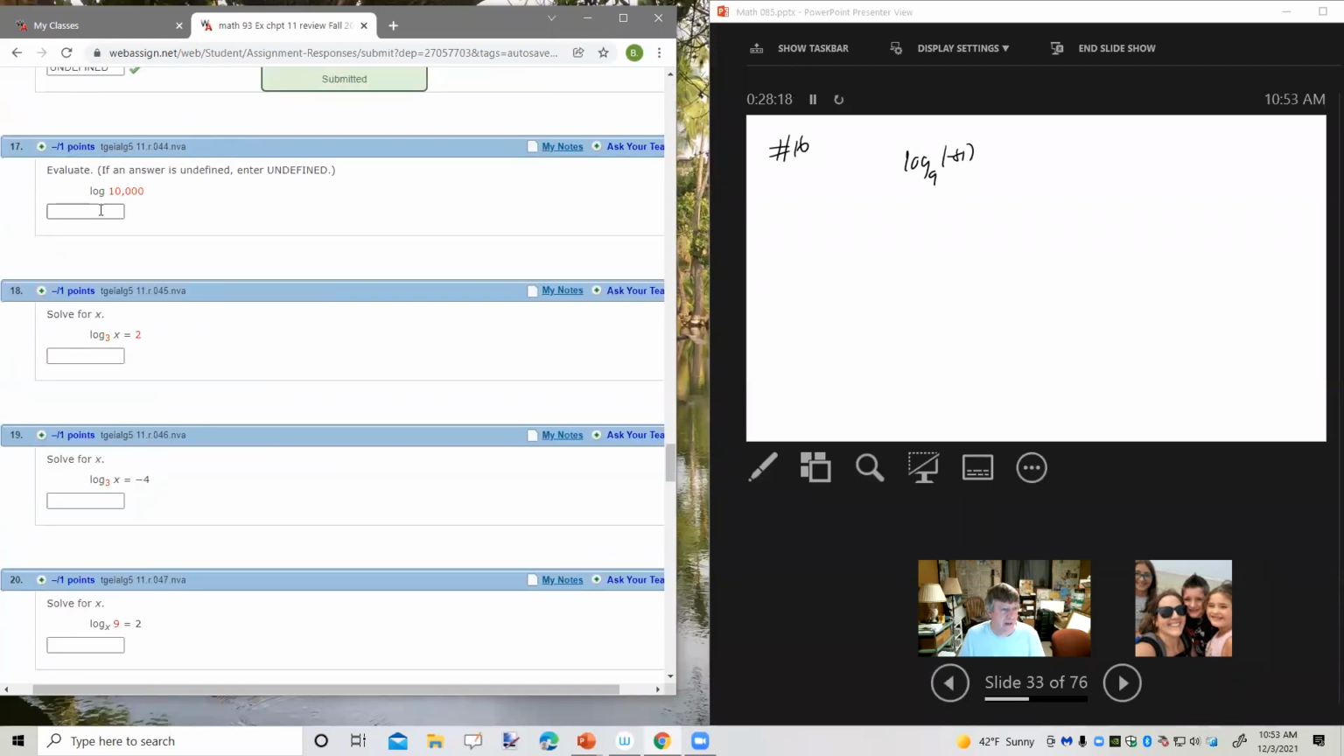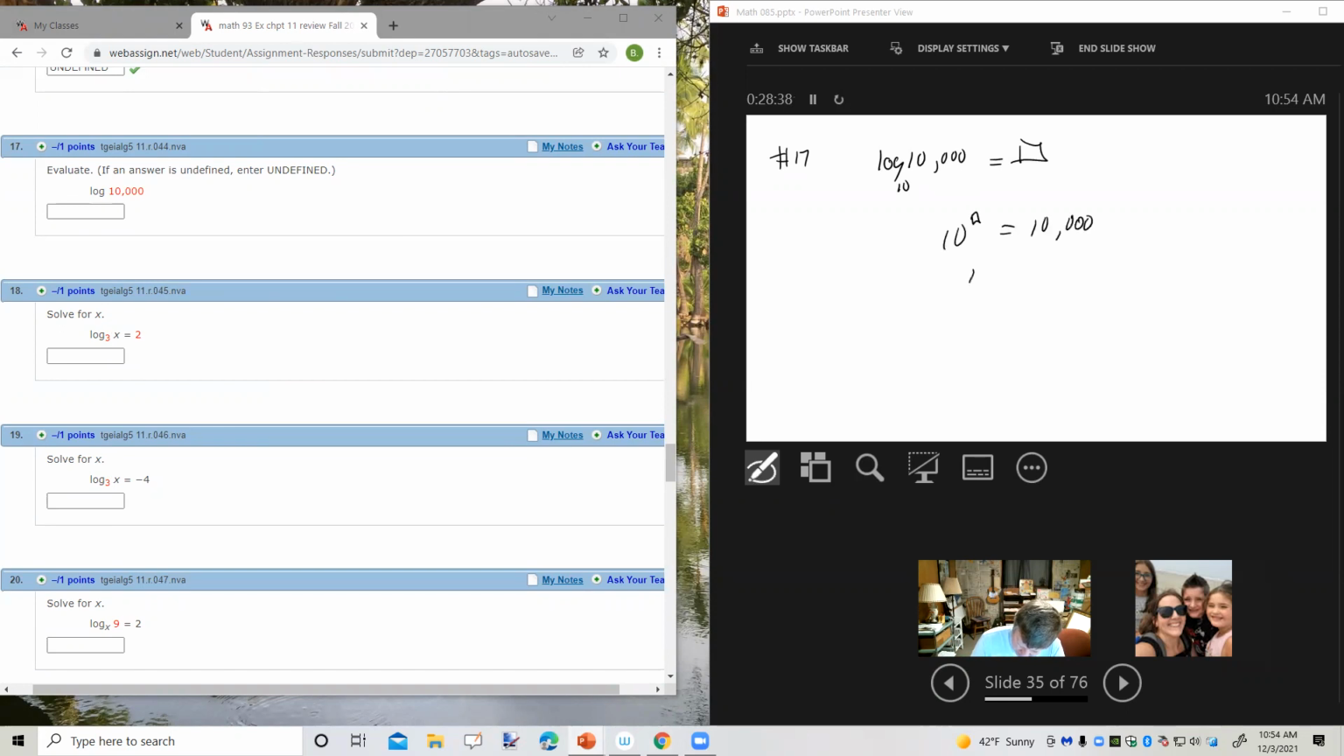Evaluate log of 10,000. We could use our calculator on that if we wanted to, but we don't need to. Look here. This is number 17, log of 10,000. That's log base 10, right? Equals some unknown. So 10 to the box equals 10,000. 10 to the box equals 10 to the 1, 2, 3, 4th power. 4 zeros, so 4.